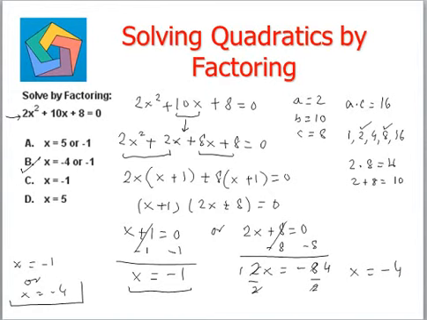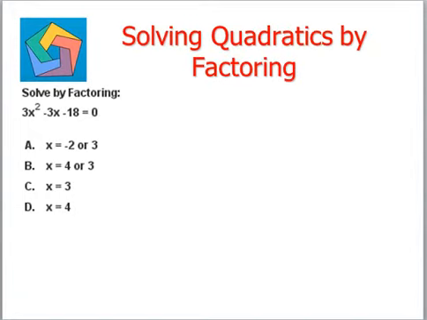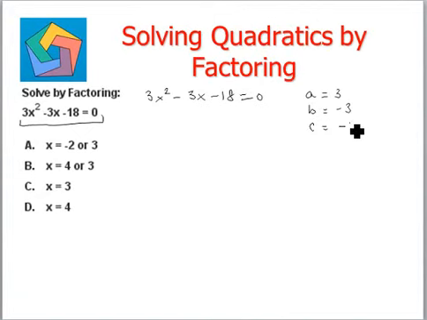Moving on to the next question. Solve by factoring, and we're given 3x squared minus 3x minus 18 equals 0. From here we identify a equals 3, b equals negative 3, and c equals negative 18. So we multiply a with c. A multiplied with c gives us negative 54.